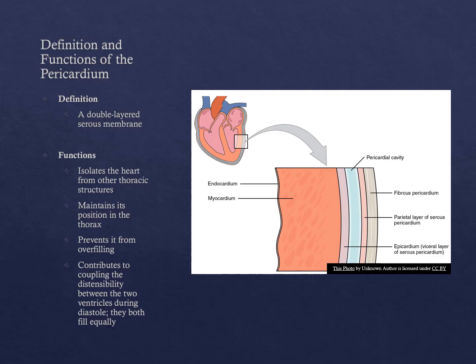Other functions of the pericardium: it isolates the heart from other thoracic structures. It helps to maintain the position of the heart within the thorax. Having this fibrous pericardium layer prevents the heart from overfilling. It gives it a limit to how full it can fill, which is important. And it also contributes to the coupling of the distensibility between the two ventricles during diastole, meaning that they can both fill equally, again, because it's surrounded by this fibrous pericardium.